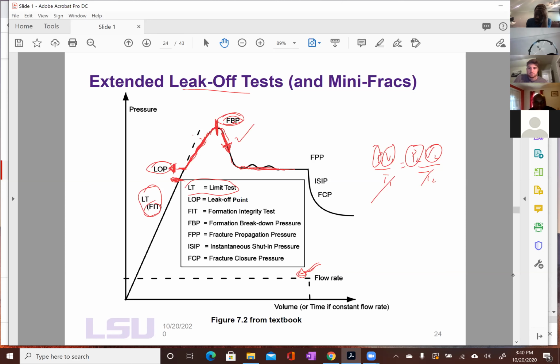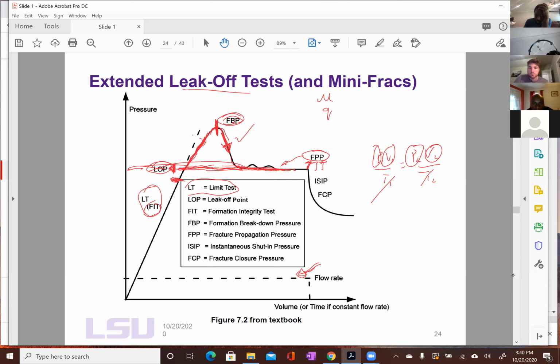And that pressure is called what? Propagation pressure. Fracture propagation pressure, FPP. And in a perfect world, meaning low viscosity, low flow rates, no tortuous path of the perforation, that fracture propagation pressure will be equal to leak-off pressure.